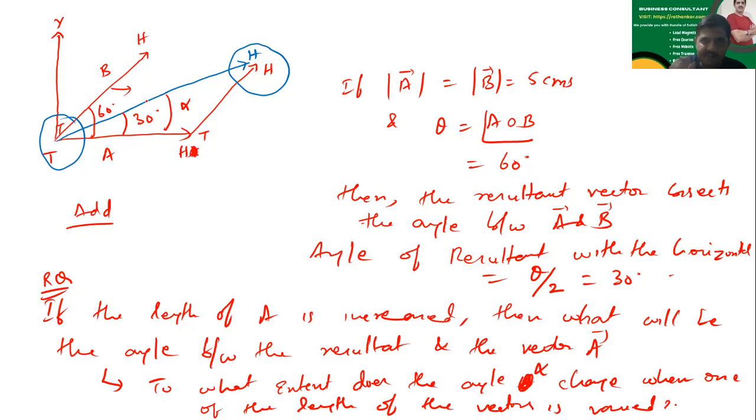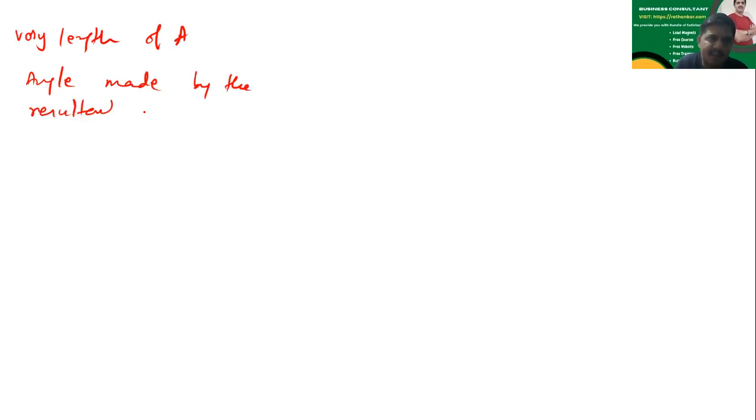So once again, what am I going to vary? I'm going to vary the length of vector A. And then what am I going to determine? What is it I'm going to observe? I'm going to observe the angle made by the resultant with the vector A. This is what I'm going to observe.